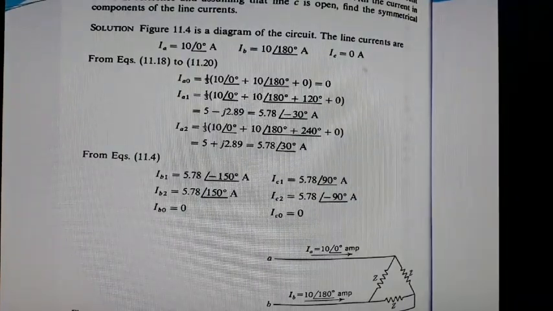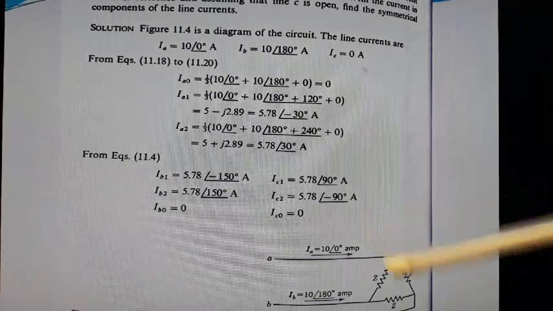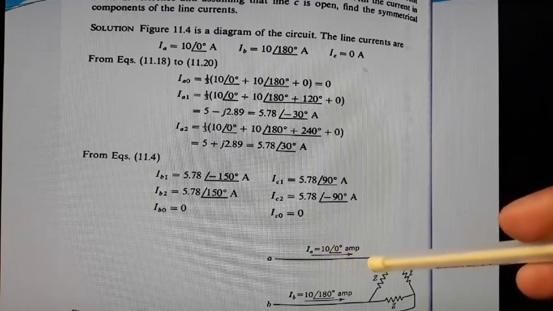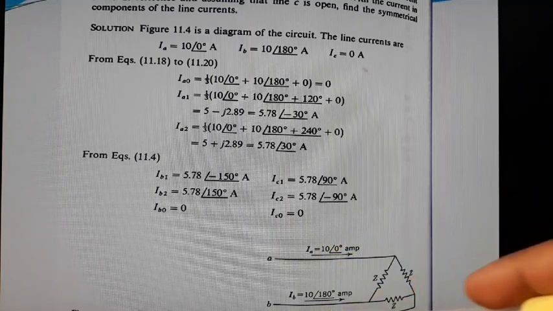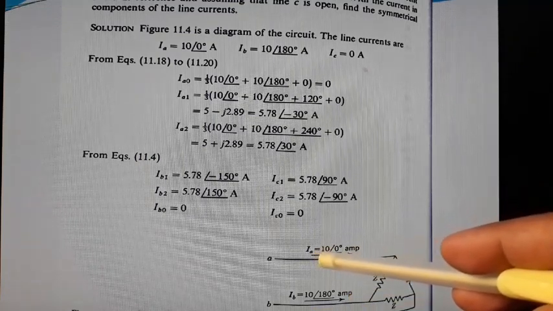Next problem. One conductor of a three-phase line is open, and the current flowing to the delta connected load through line A is 10 amps. With the current in line A as reference, and assuming that line C is open, find the symmetrical components of the line currents. Here the delta connected load is given with one line current 10 at an angle 0, and line C is open, and A must be taken as reference.